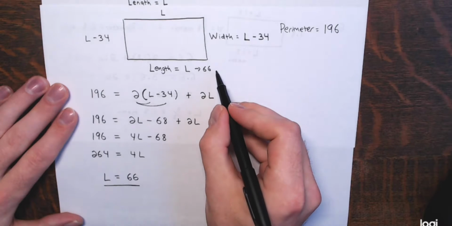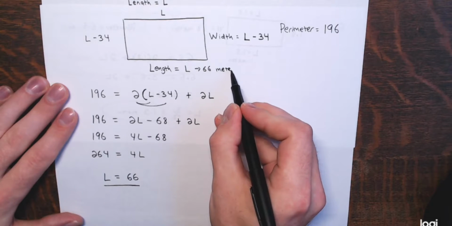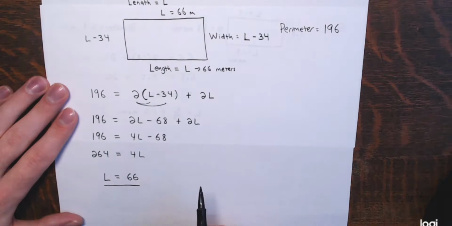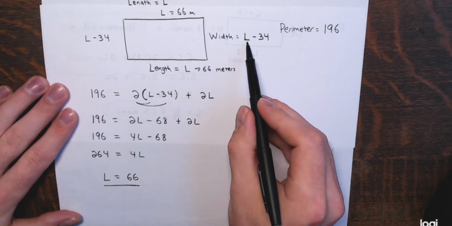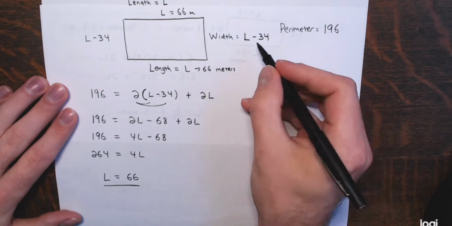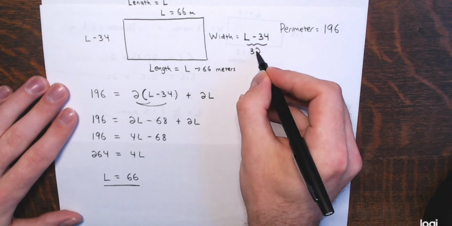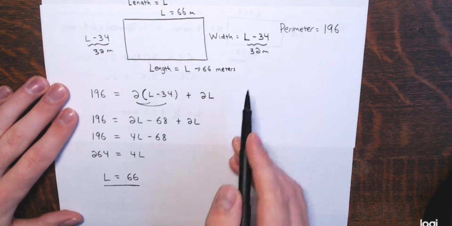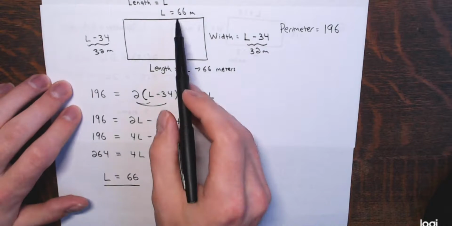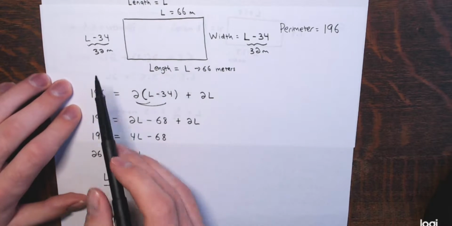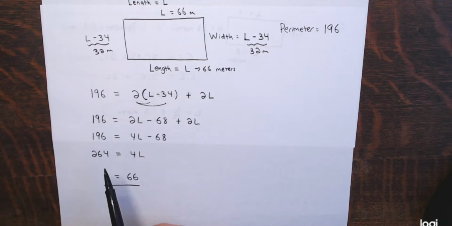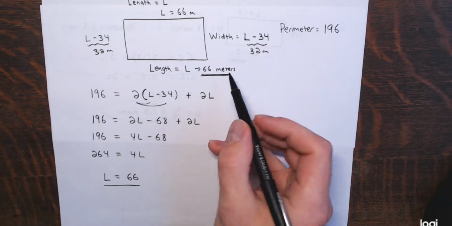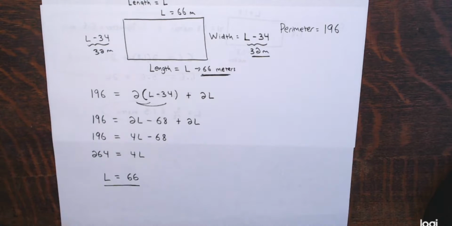Right, so this length is 66. The units were in meters. So that's 66 meters across from it. And then 66 minus 34 would be 32. Right, so this is 32 meters, and this is 32 meters over here. And if you were to add all these up, 66 times 2, 32 times 2, add them up, you get 196. So the length is 66 meters, and the width is 32 meters, and that's what they were asking for.